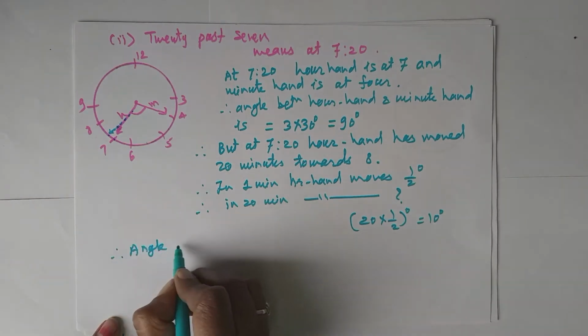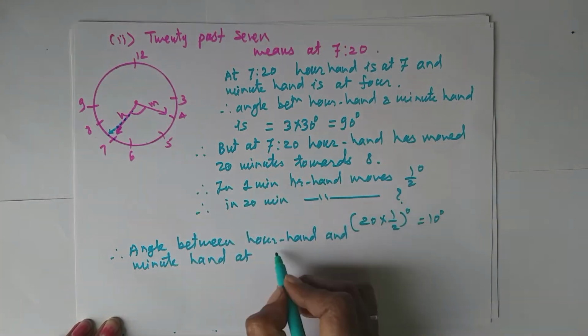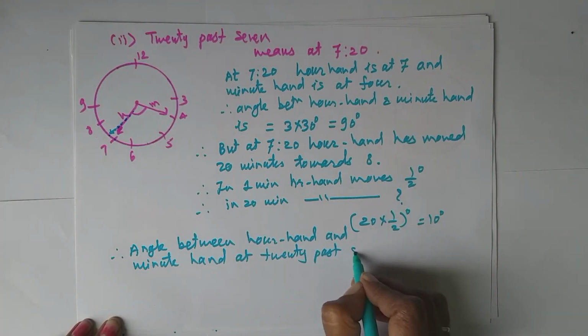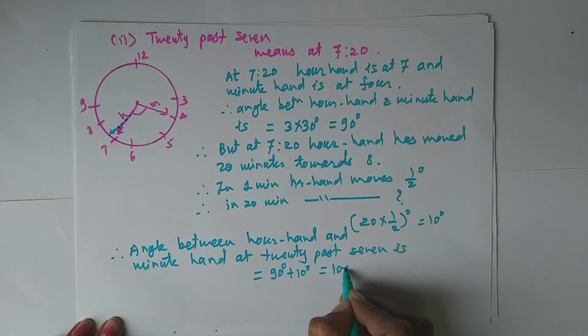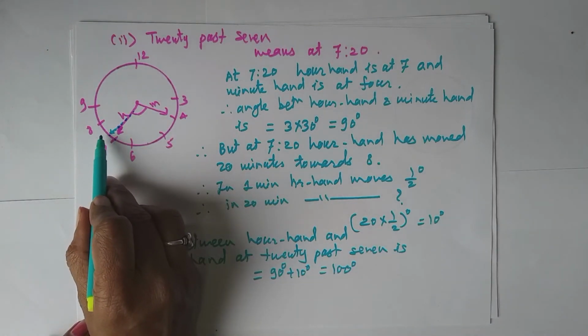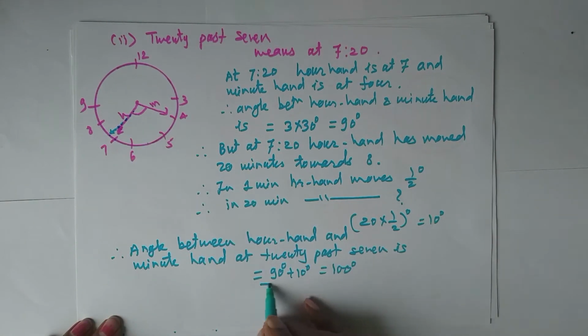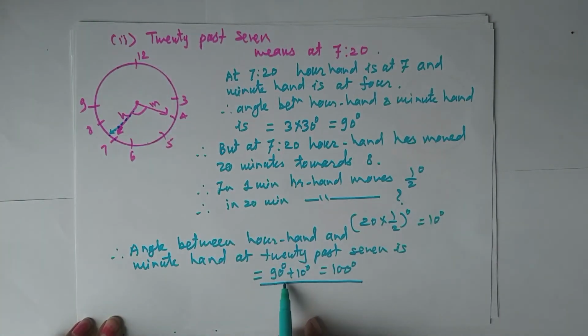Therefore, you write down angle between hour hand and minute hand at 20 past 7 is 90 plus 10, that is 100 degree. Here it has moved 10 degree more than 90. Therefore, here I am adding this 10 degree. Okay. Means angle is slightly more than 90 degrees, slightly more than 3 divisions. And what is that slightly greater angle? That is 10 degree. And I am adding this 10 degree to this 90 degree. Okay, students. Is it clear to you? Then let's see the next problem.